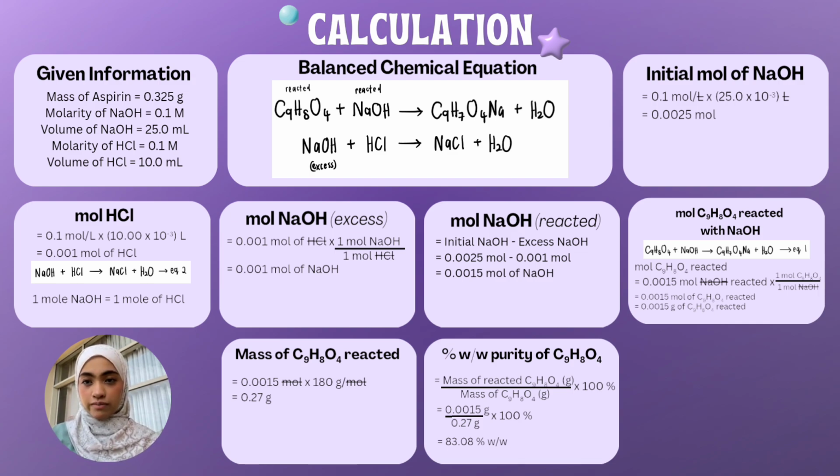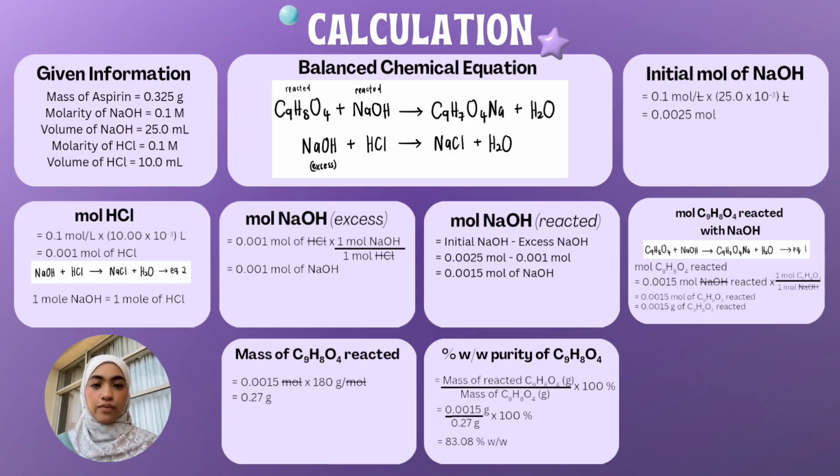After that, we need to calculate the initial mole of sodium hydroxide, which is multiplying the molarity and the volume. And then we got 0.0025 mole of initial sodium hydroxide. Then we need to calculate the mole of hydrochloric acid by doing the same thing, and we got 0.001 mole of hydrochloric acid.